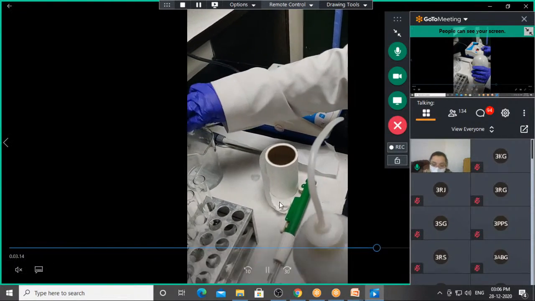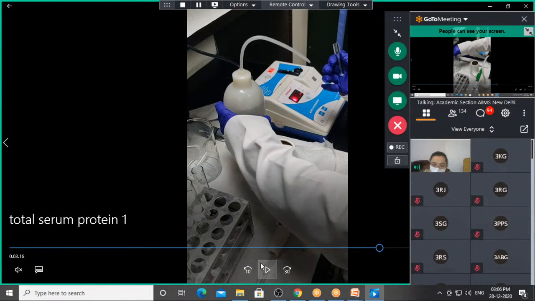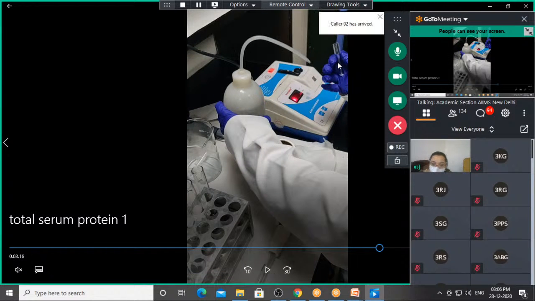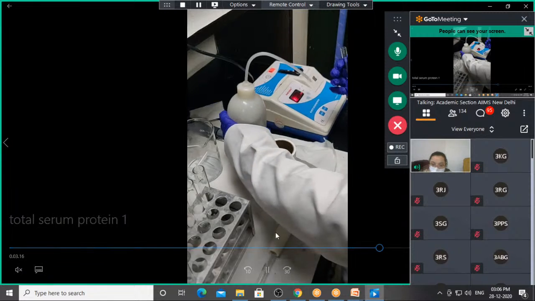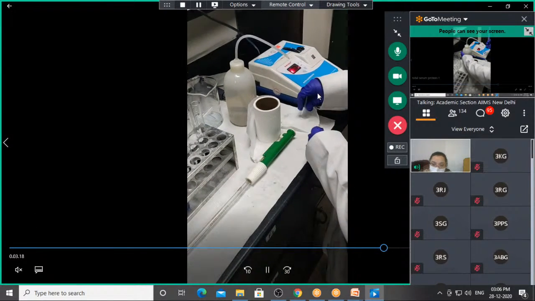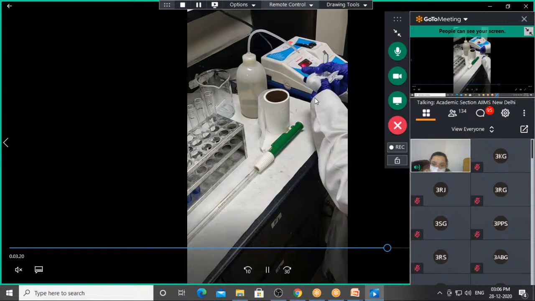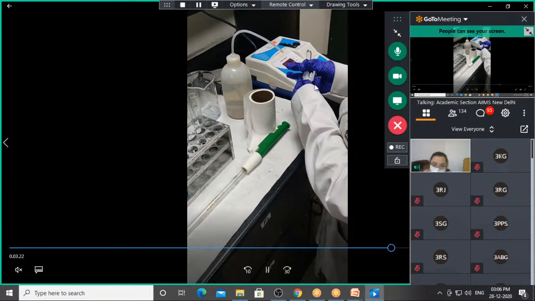Between each solution, we have to clean our cuvette with double distilled water, and then wipe it off completely of any water, so that the concentration of the solution will not be interfered with. So I will clean it and then wipe off any liquid using filter or tissue paper.